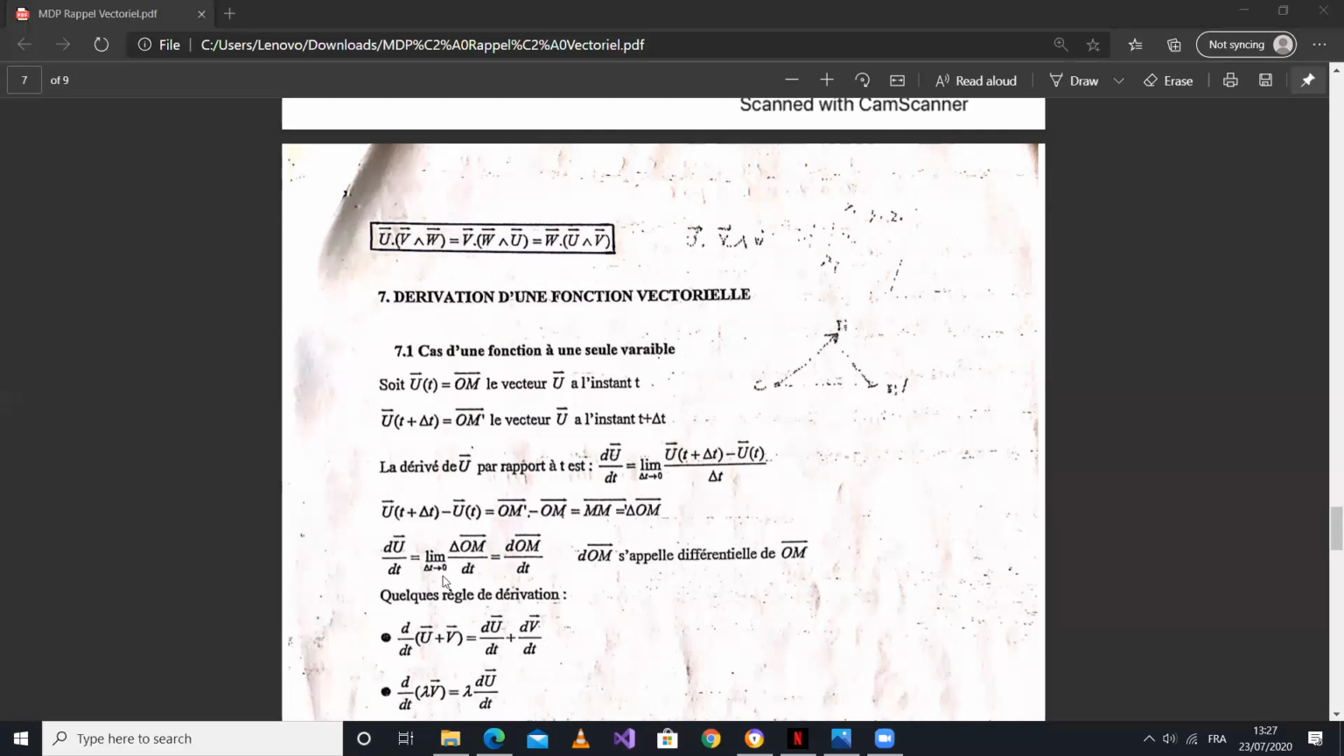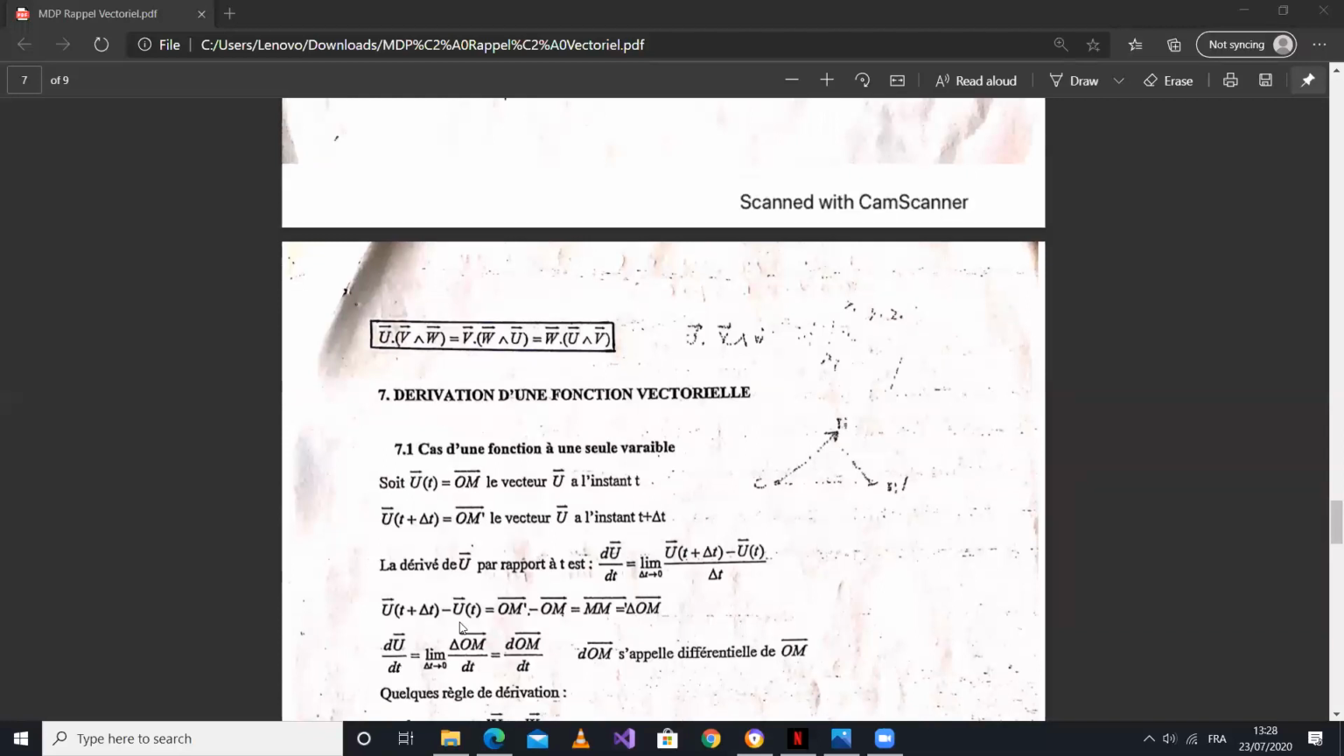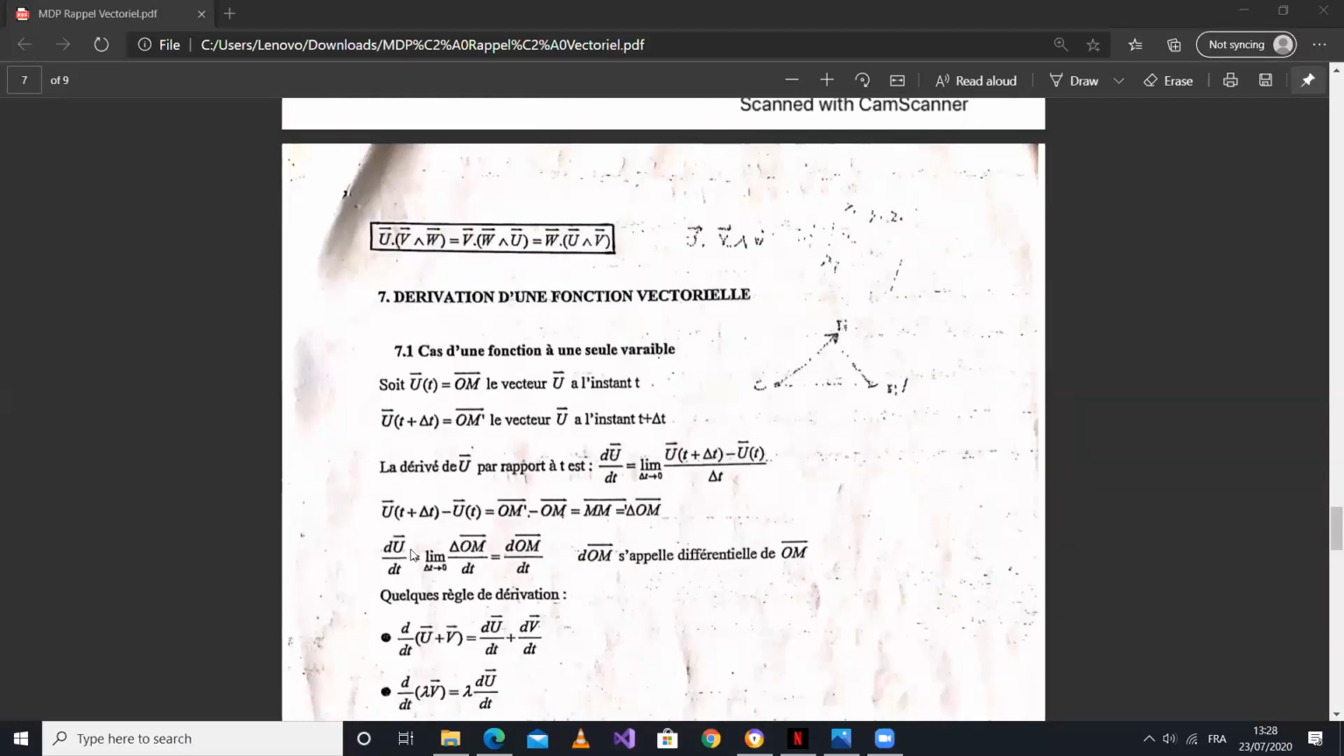And this expression, as delta t goes to 0, as delta t decreases and decreases, this triangle that we have here, the delta, becomes a d. And now we can read it as d OM over dt. And they are telling us that d OM is called the differential of OM.